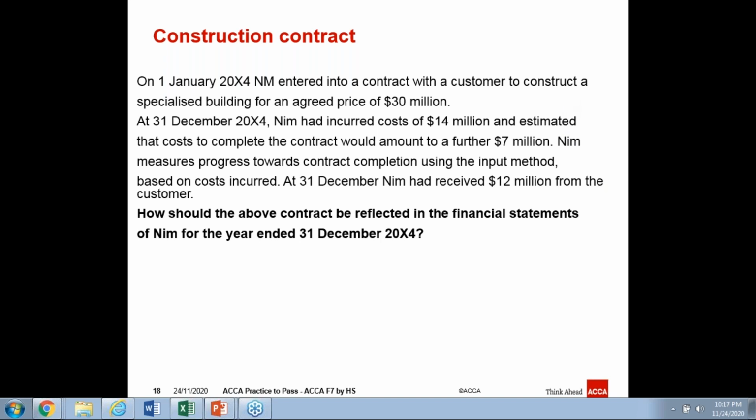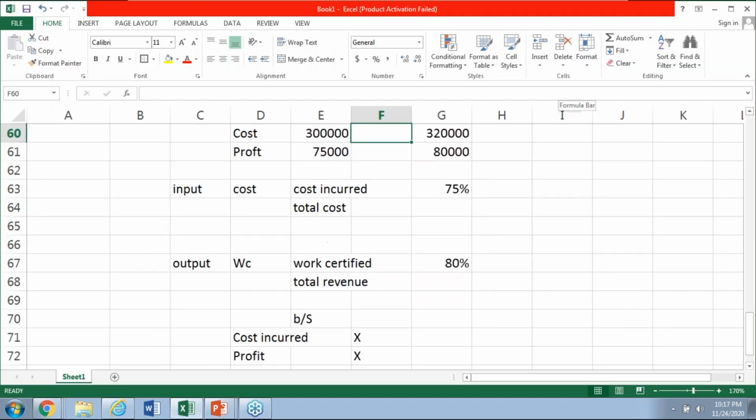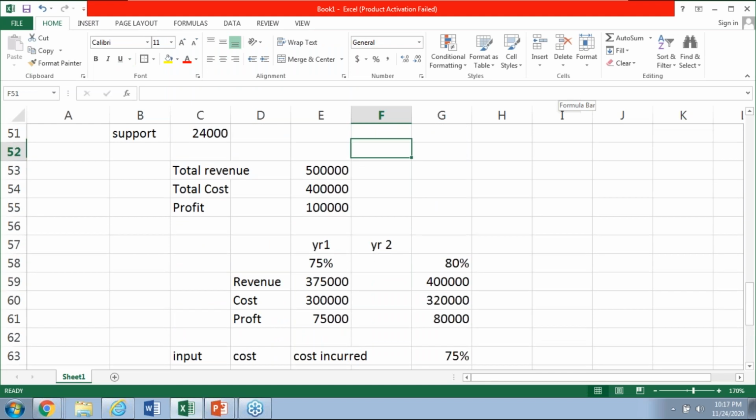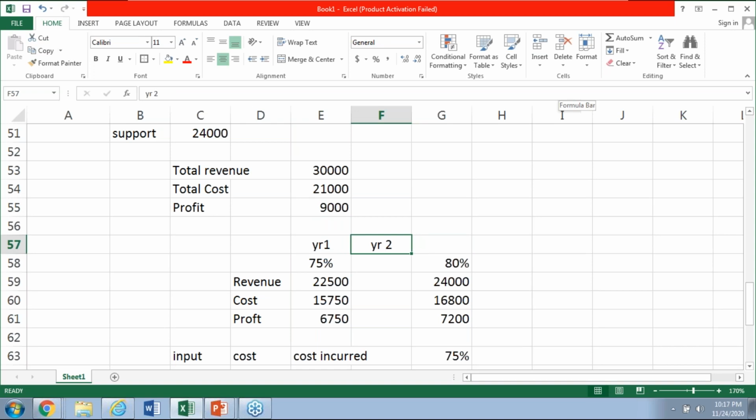The total price of the contract is 30 million. The total cost incurred will be 21 million. So let's solve it. Now here we have a total revenue of 30 million, 30,000. The total cost will be 21 million. So the total profit will be 9,000.